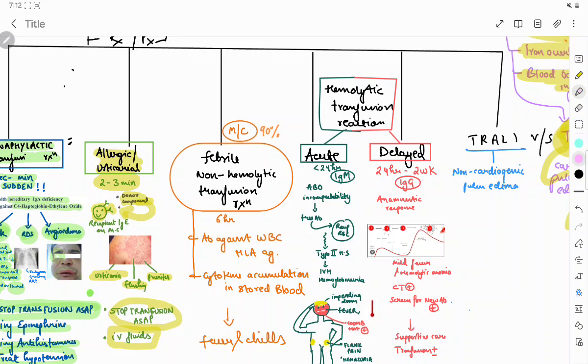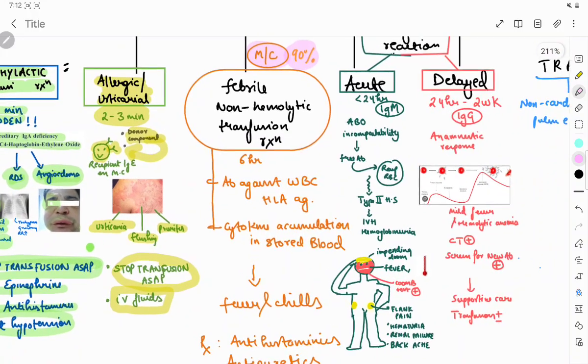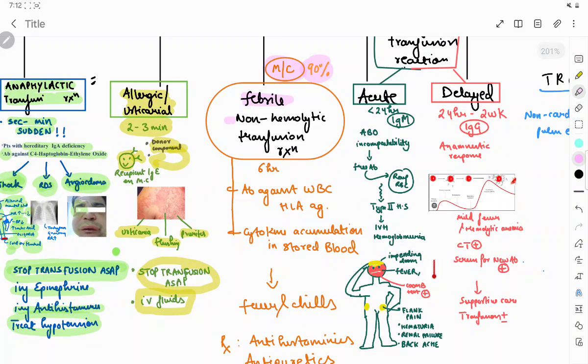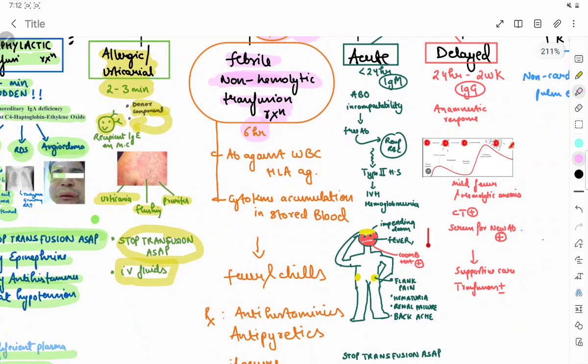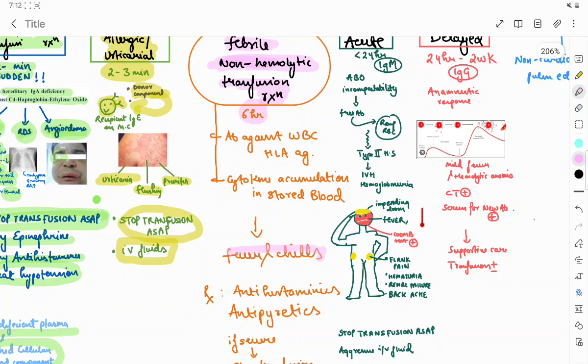Now let's talk about the condition that is the most common of all immunologic transfusion reactions, occurring in about 90% of the patients with blood transfusion reaction: the febrile non-hemolytic transfusion reaction, which is the most common blood transfusion reaction and presents within 6 hours of transfusion. Now we don't actually have a lot of symptoms, but since the patient is febrile, we can have fever and chills in this patient.